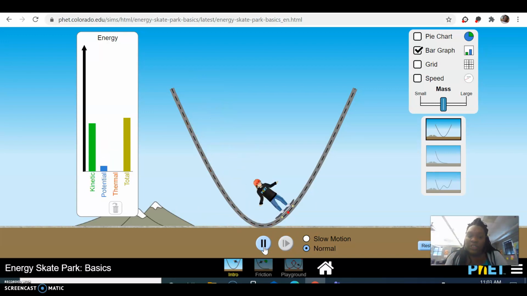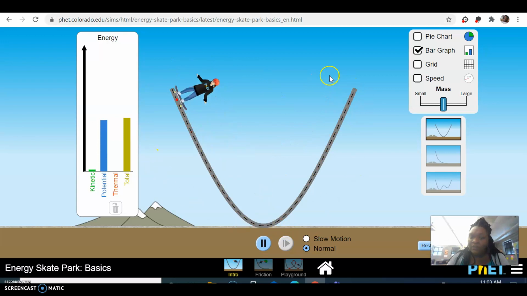Now let's watch what happens with that yellow bar. That bar says total. You'll notice that the height of that bar has not changed. Why? The total amount of energy on this ramp does not change. So as she rides up and down this ramp, she's just sharing the total energy. That energy is being shared between potential and kinetic.